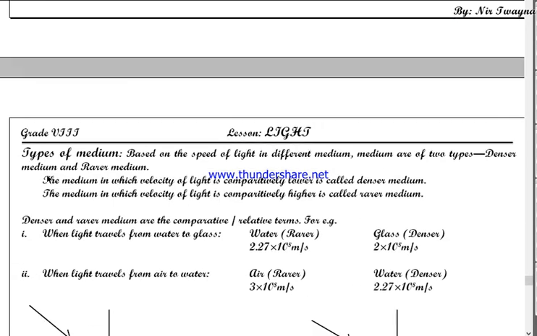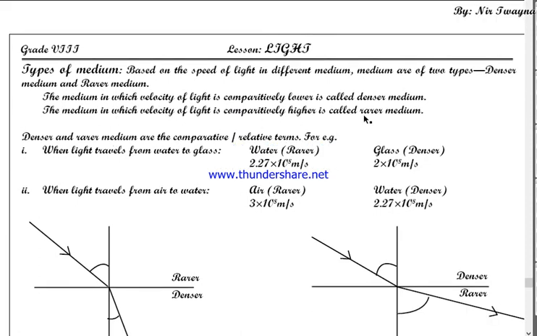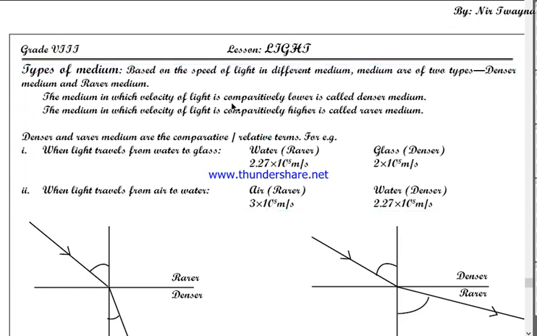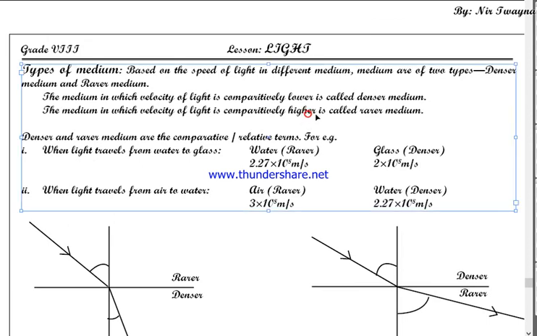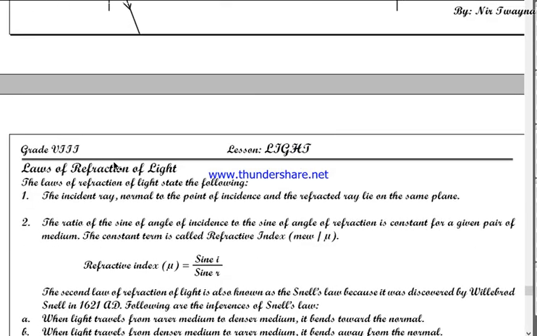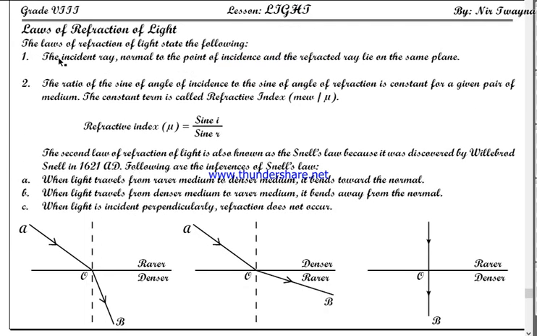What are the types of medium? The types of medium are denser medium and rarer medium. The medium in which the velocity of light is more is called the rarer medium. The medium in which the velocity of light is less is called the denser medium. Then you studied the laws of refraction of light. The first law says the incident ray, the normal at the point of incidence and the refracted ray all lie in the same plane.